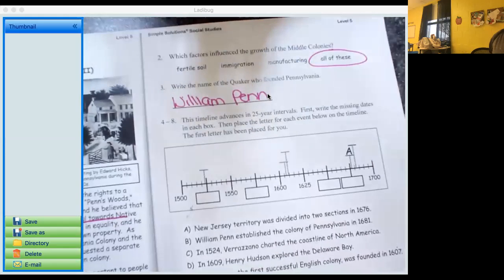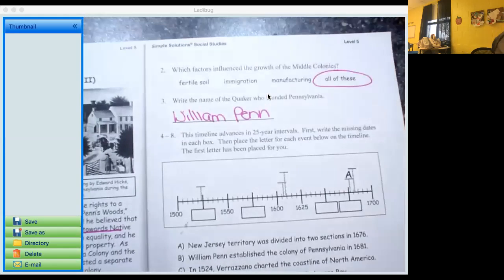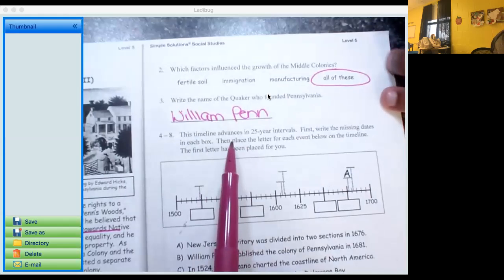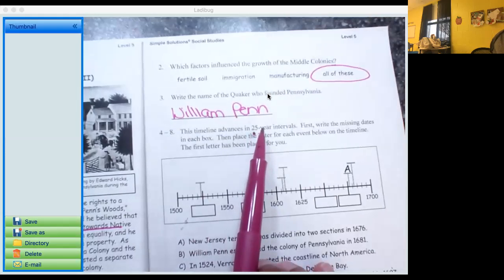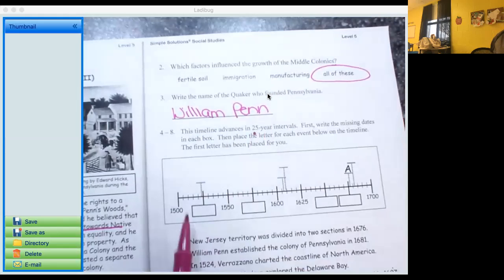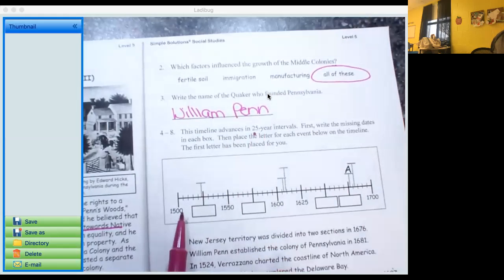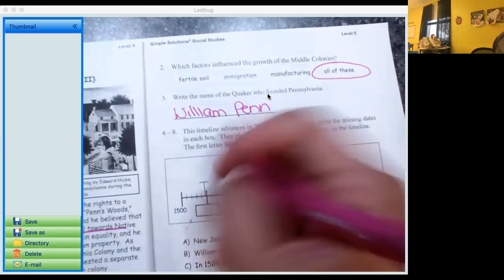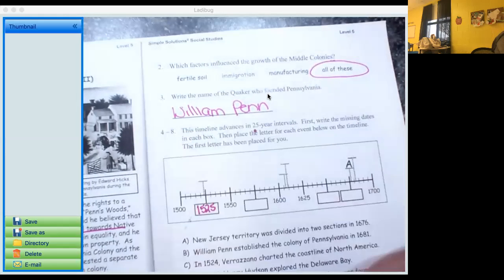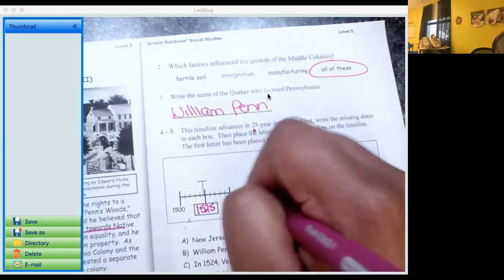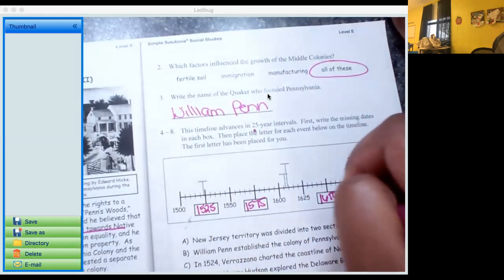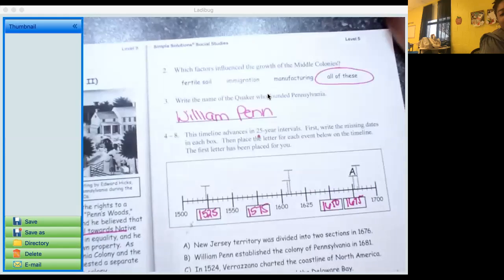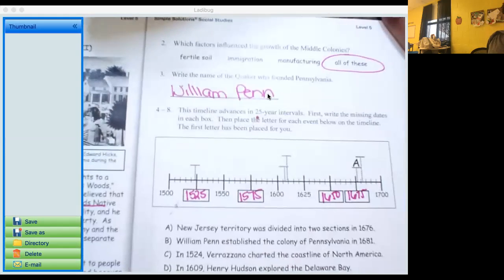All right, 4 through 8. We have a timeline here, and they want us to advance this timeline in 25-year intervals. So we're going to kind of be skip counting by 25s here. All right. They've already started to fill in the timeline for us. We're going to just go in and fill in the missing numbers. So I know here it's going to be 1525. This is going to be 1575, 1600, 1625, 1650, 1675. Guys, remember, you can pause me at any second if you need to do that.